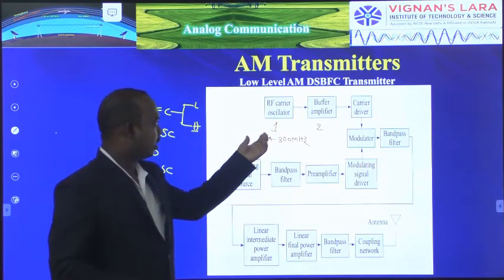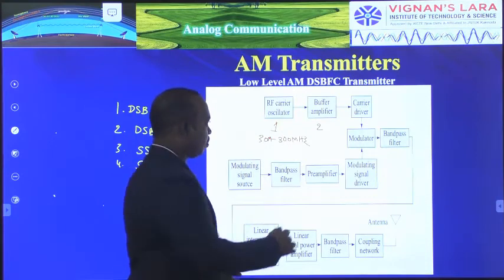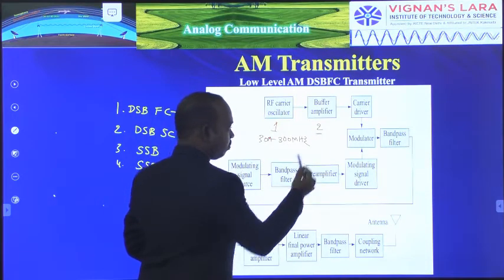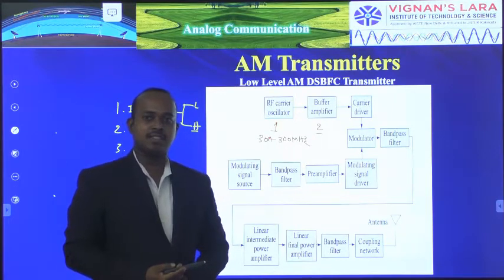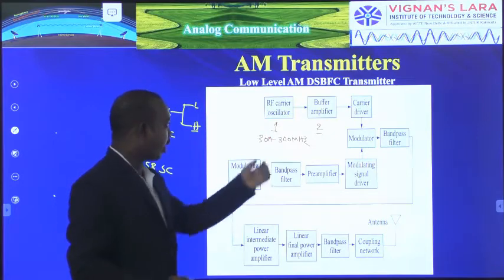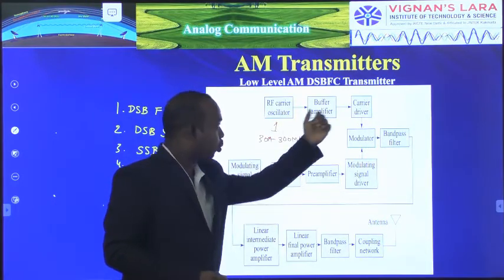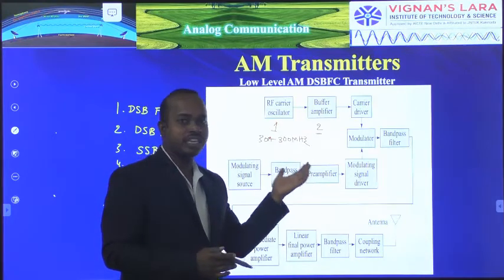The carrier signal we are assigning to the buffer amplifier. The buffer amplifier is the second block in your design. It works as impedance matching. Suppose you directly connect the RF carrier oscillator to the carrier driver. It is unable to drive that.